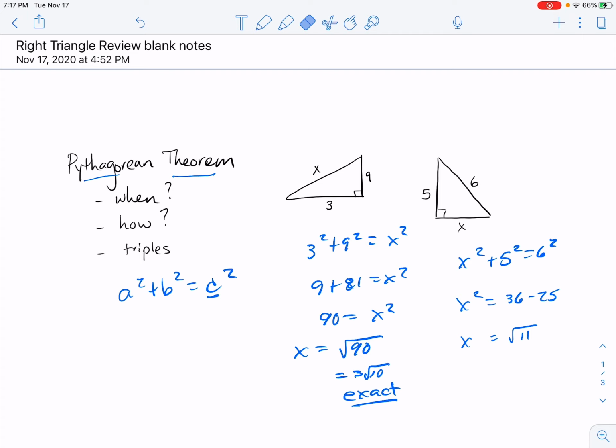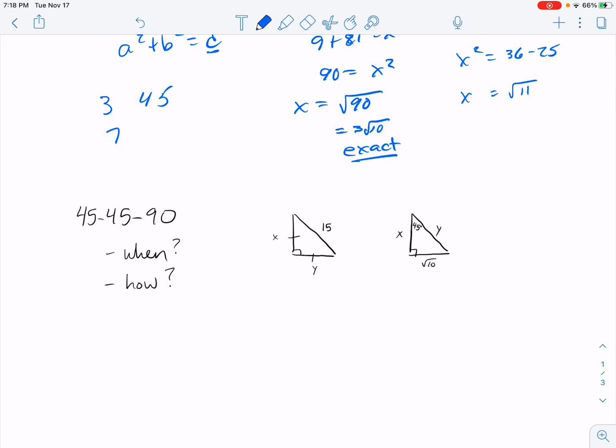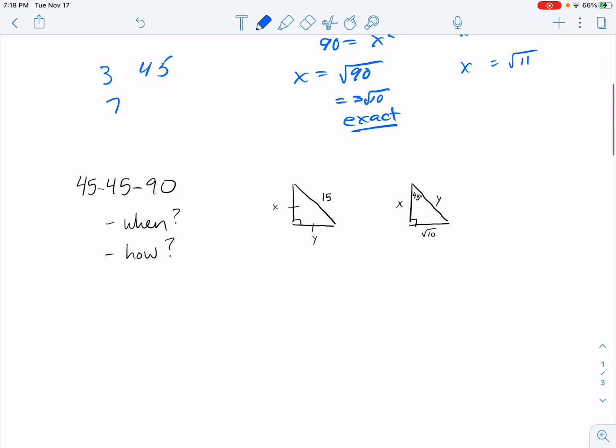Triples, you should know those. You have 3, 4, 5. And what else? 7, something, something, something. Look them up, okay? Know those. It just saves you time in the long run. It's something like 7, 24, 25. Is that right? I don't know. Something, 12 and 13.